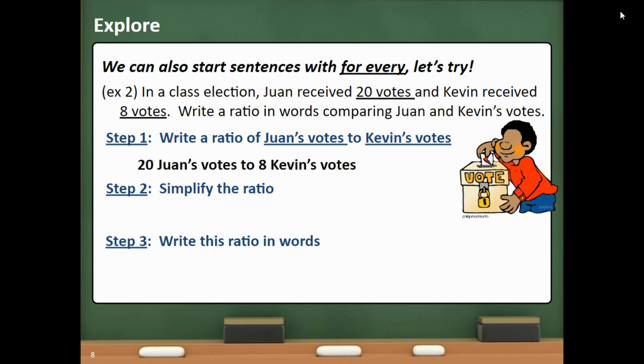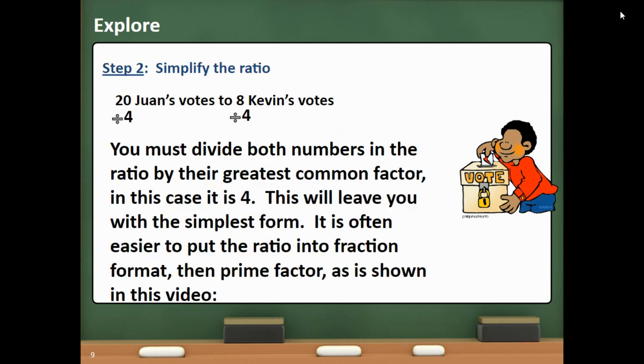So first, we would write a ratio of Juan's votes to Kevin's votes. 20 Juan's votes to 8 Kevin's votes. But now we have to go into step 2, simplifying the ratio. I take that 20 Juan's votes to 8 Kevin's votes, and I divide both of them by 4.